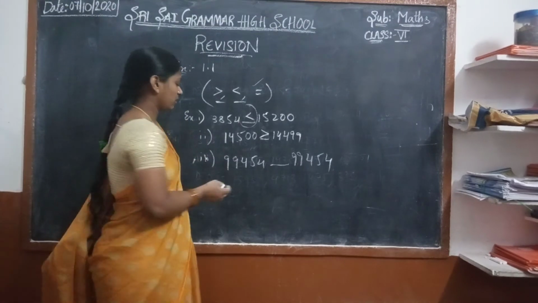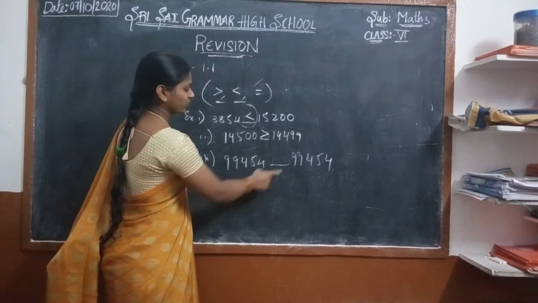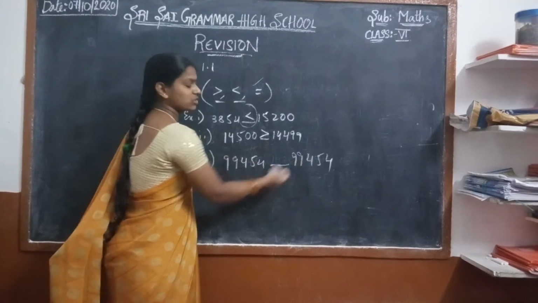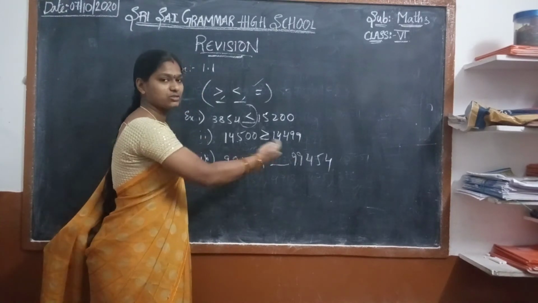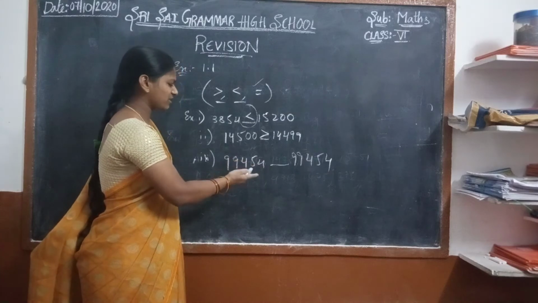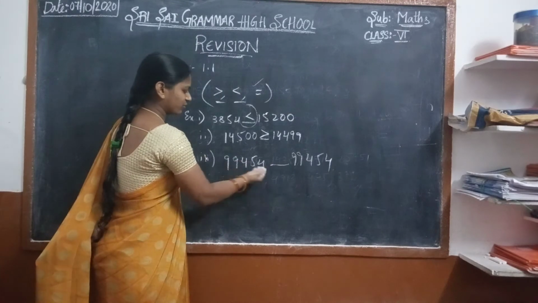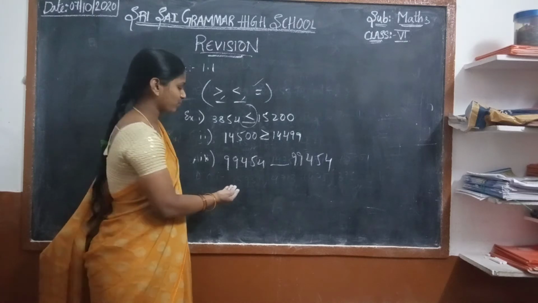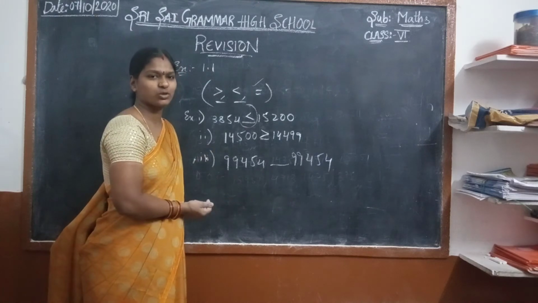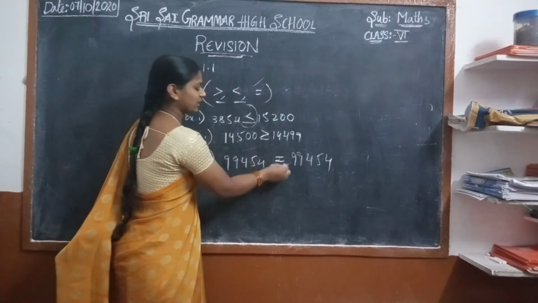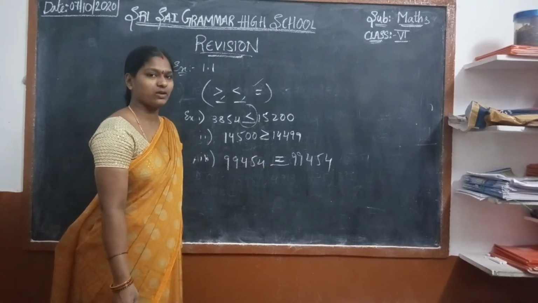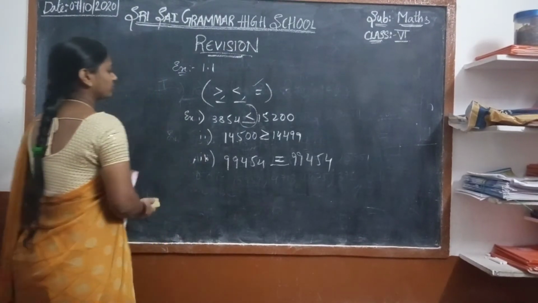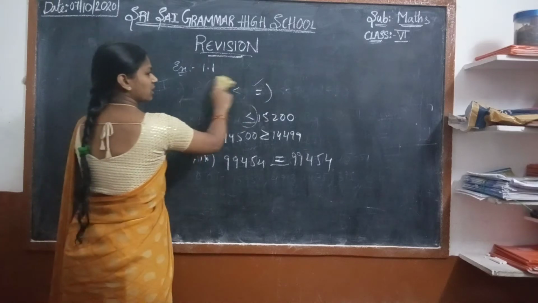Now 99454 and 99454. From this you can say that here there are 5 digits, and here also there are 5 digits. When you compare these two 5 digit numbers, we can say easily 99454. When you see these digits, the number is the same. So the total number is the same, so we use the equal symbol. Greater than, less than, or equal to symbol. Let us move to the next problems.